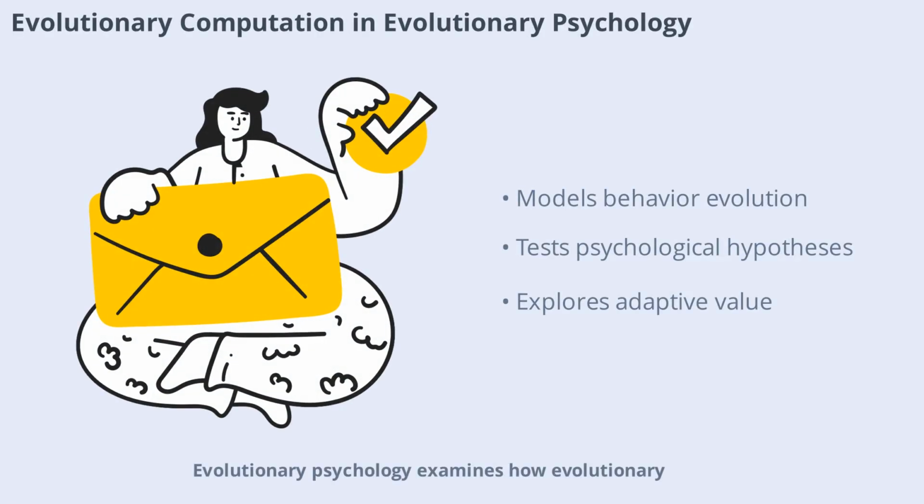Evolutionary psychology examines how evolutionary processes shape behavior and cognition. Evolutionary computation models the evolution of psychological traits, helping researchers test hypotheses about the origins of human behavior. These simulations provide a framework for understanding the adaptive value of different behaviors.